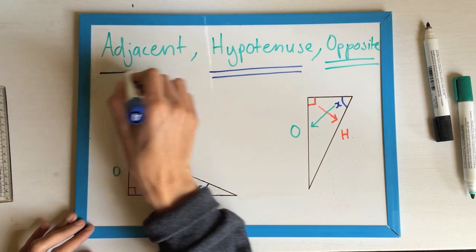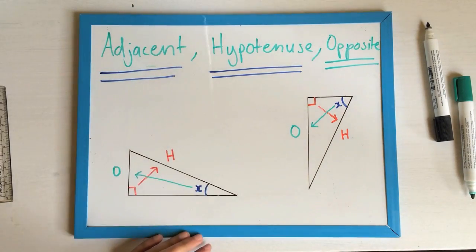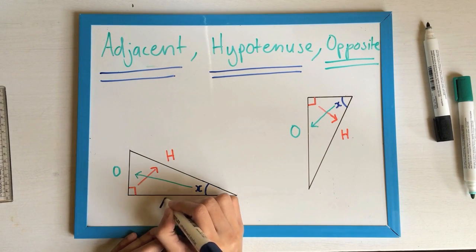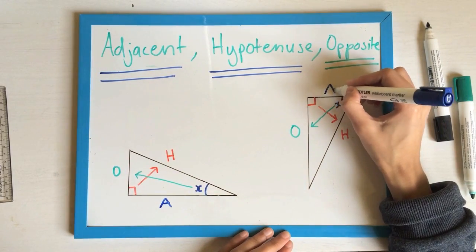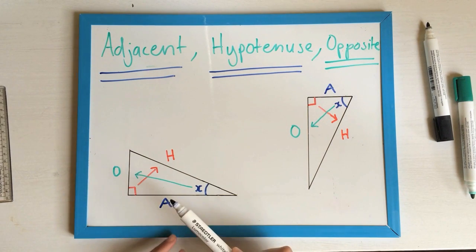For our adjacent, it is simply the last side that we haven't defined yet, which is this side here. We'll define that as A. And we'll define this one as A. So it is really important to get practice on understanding and defining your right angle triangles.